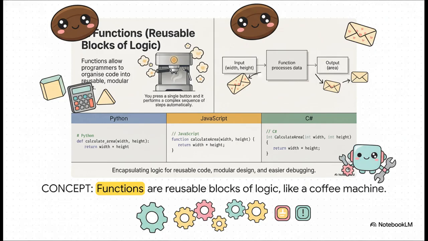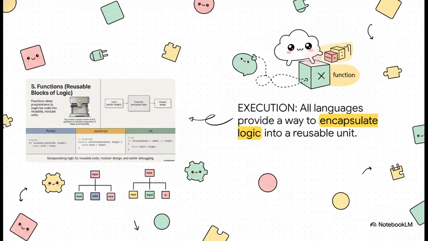I love the coffee machine analogy for this. You just push one button, and behind the scenes, it performs a whole sequence of complex steps to give you your coffee. Functions do the same thing for your code. And in these examples, that's exactly what's happening. Each language is defining a function called calculateArea. You give it a width and a height, it does the multiplication, and it hands you back the result. When we package up our logic like this, our code gets so much cleaner, way more organized, and super reusable. And this idea of modularity is absolutely crucial for building anything even slightly complex.